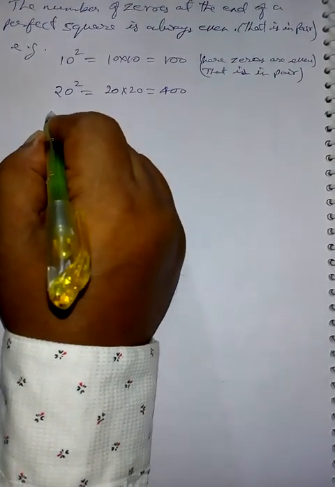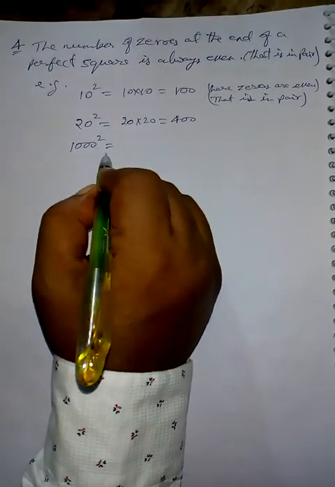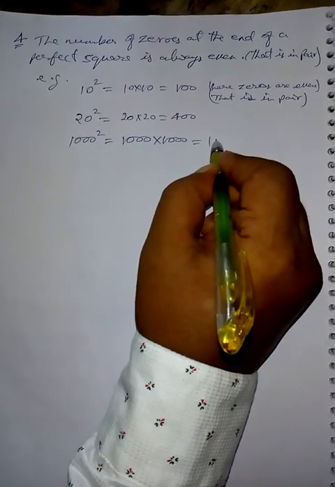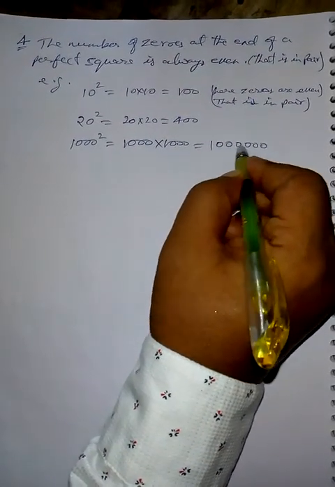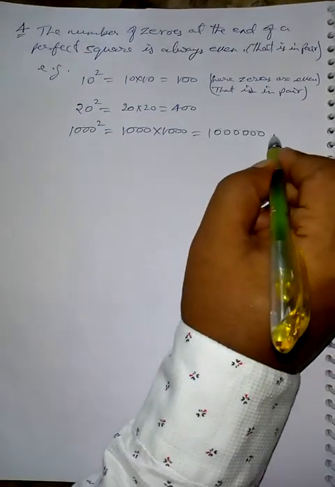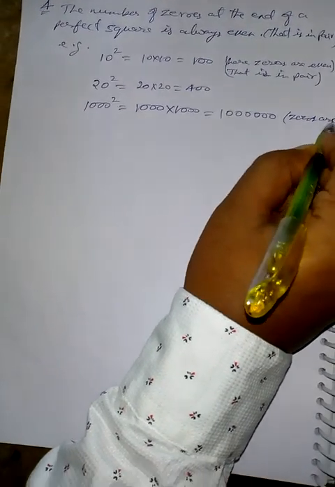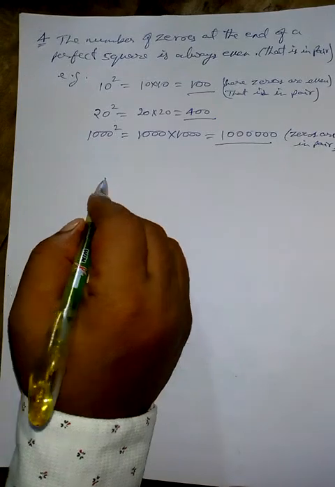Now come to another example, 1000 square. 1000 square means 1000 into 1000. We see 1 0 0 0 0 0 0. That is, we see here zeros are in pair. Here 2, 2 and 2, these are in pair. So here also we see zeros are in pair. So this is the perfect square having zeros in pairs, that is, in even numbers.